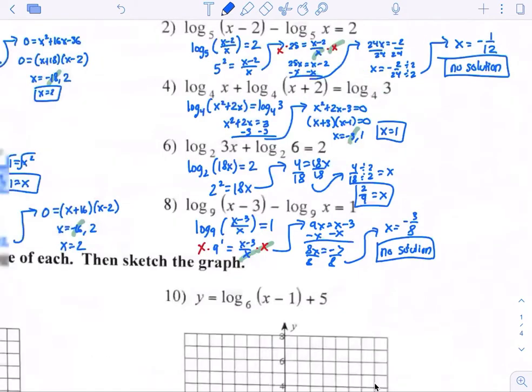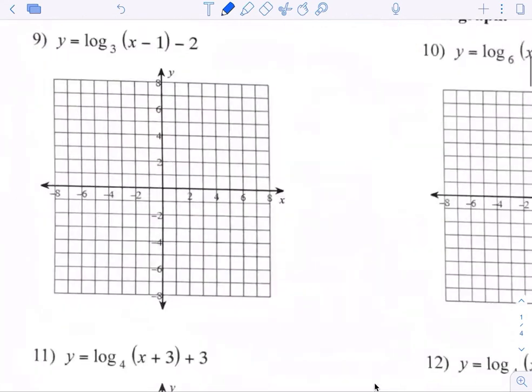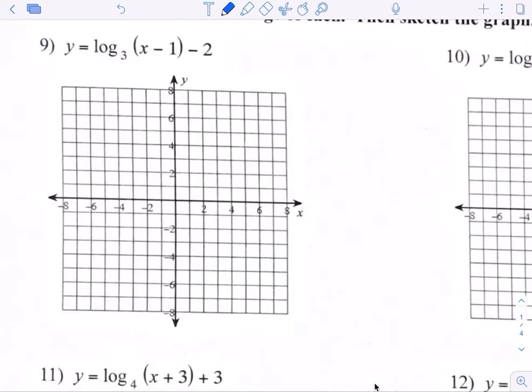All right, so that should be good practice for your logs. All right, so let's get into your graphing. So, critical values, right? It's (1, 0) and (b, 1). Our b value is this one, so it's going to be (3, 1).